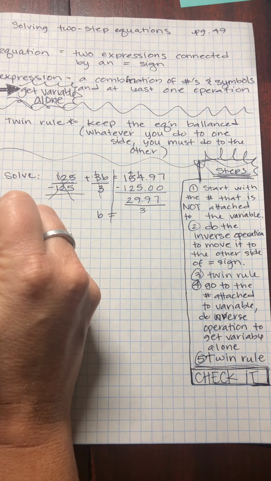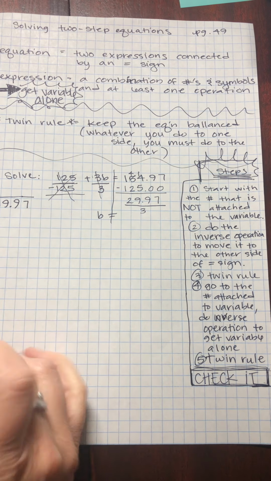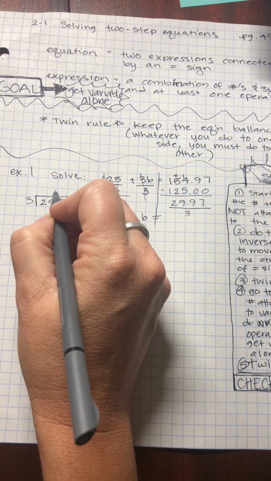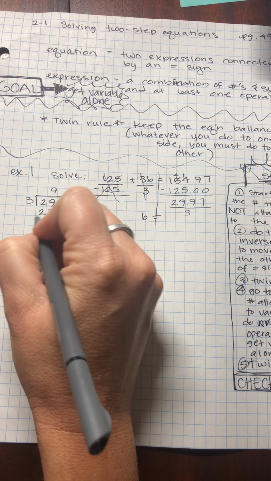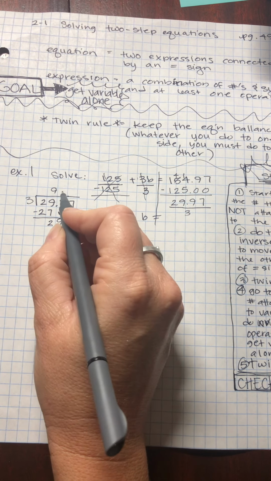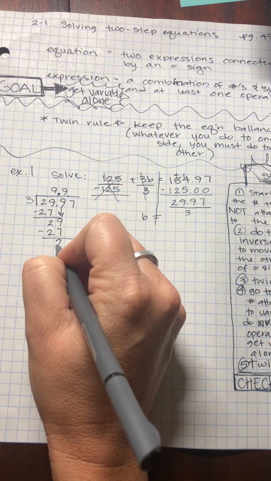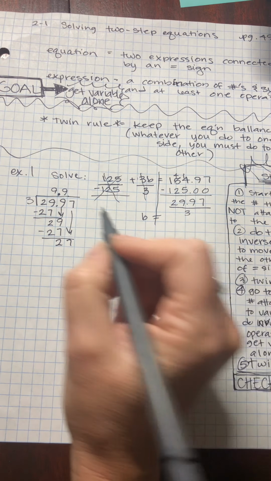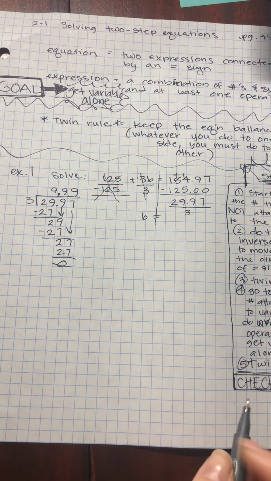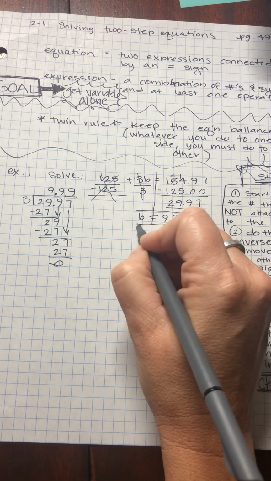So I'm going to do that off to the side here. Three goes into 29, 9 times, so 27. And when I subtract, I get 2. Bring down the 9, I get 29 again. So I'm going to get 9 again, which is 27. When I subtract, I bring down the 2, bring down the 7. And this time, it's going to go in without any leftover. So my answer is 9.99. Okay?